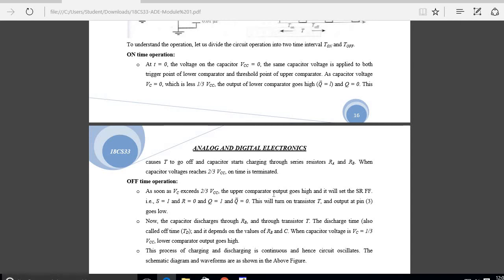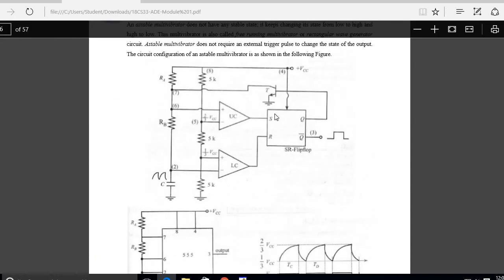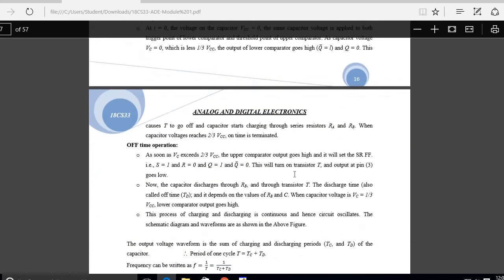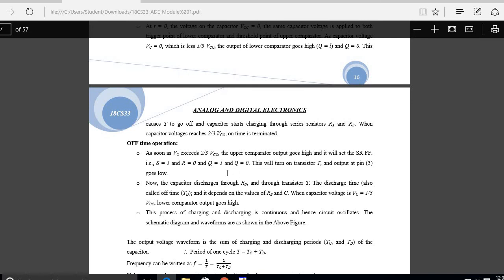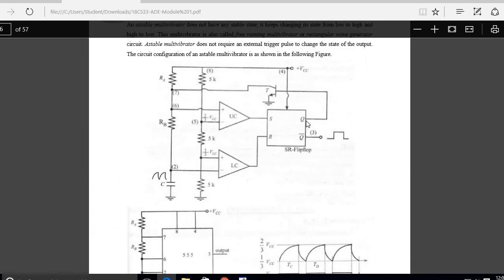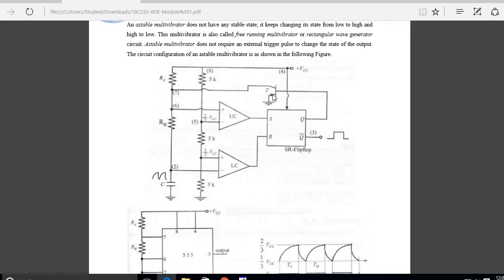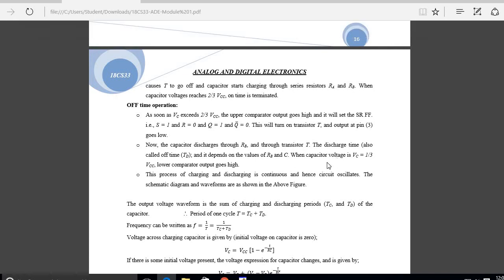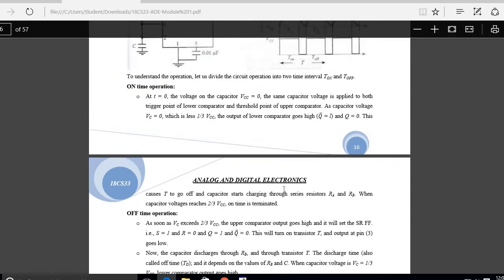Upper comparator high means it will set the SR flip-flop, Q as 1. Q is 1 means it is internally connected to the transistor, so the transistor should be in on condition. Then the capacitor voltage starts discharging. The process of charging and discharging continues, hence the circuit oscillates. The schematic diagram waveforms are as shown in the above figure.